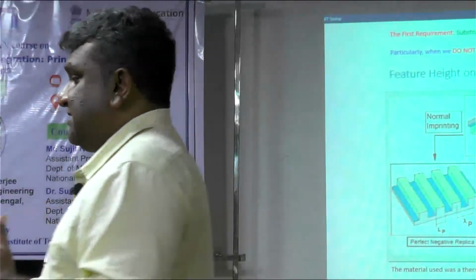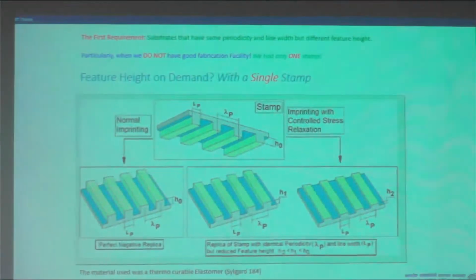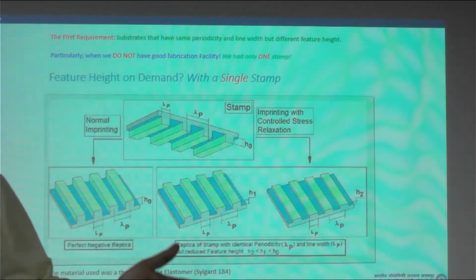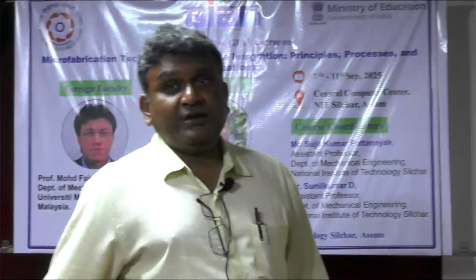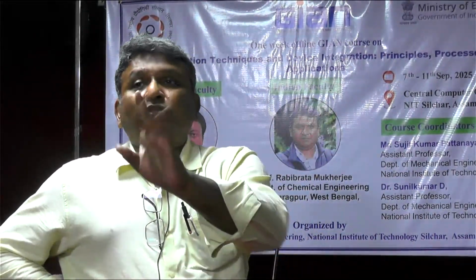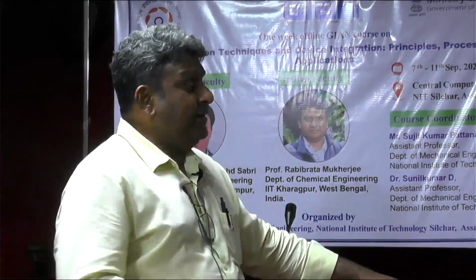Turns out the original stamp has to be lithographically fabricated, and often the fabrication of the stamp is not that easy. It's quite expensive. So had you had a very good fabrication lab, you could create different stamps with different feature heights and apply any one of the techniques that you have learned. You can create these structures. But suppose, at least in my case, that was the situation, we had only one stamp. Could we still solve this problem? And yes, we did solve it.